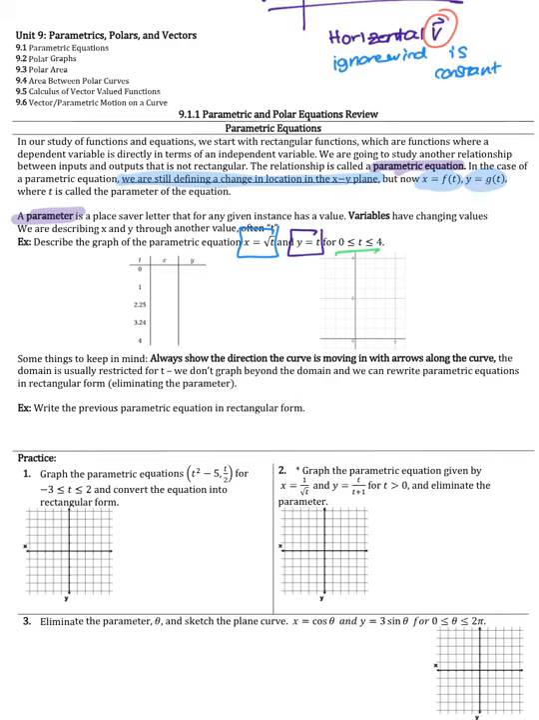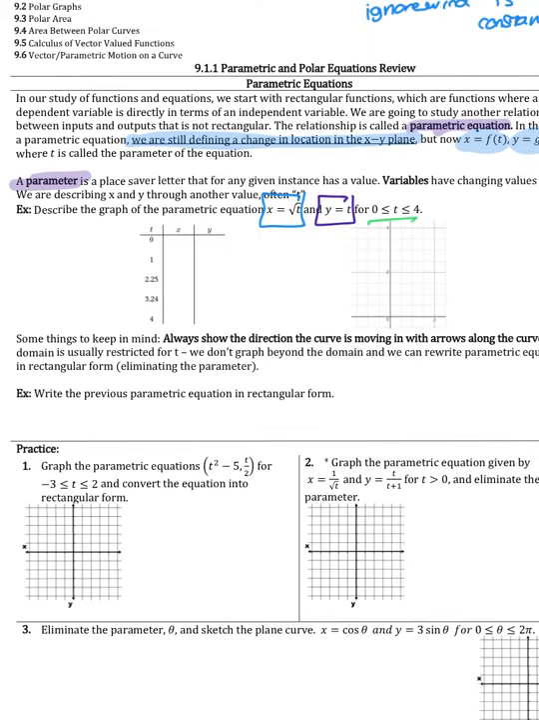I'm going to go ahead and zoom in. All right, so x is defined to be the square root of t. I'm just going to rewrite that here. So if t is 0, x is 0. If t is 1, x is 1. If t is 2.25, x is 1.5. If t is 3.24, x is 1.8. If t is 4, x is 2.